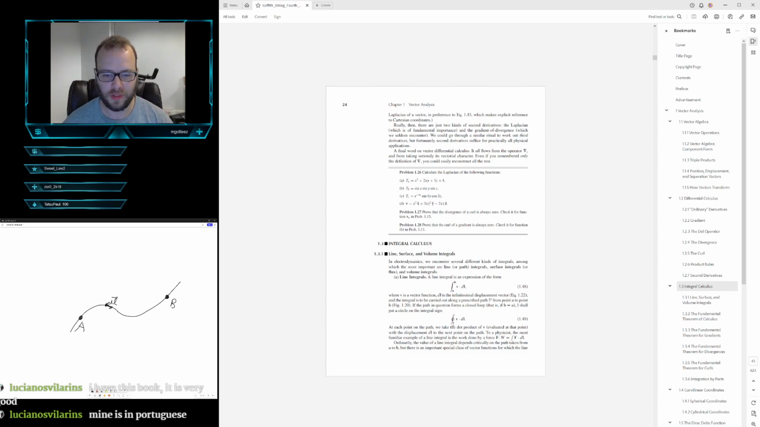Back to line integrals. If you've already taken Physics 1, you've already done work with line integrals. So you've done the definition of work, which is done by the integration of the force along a line dl.